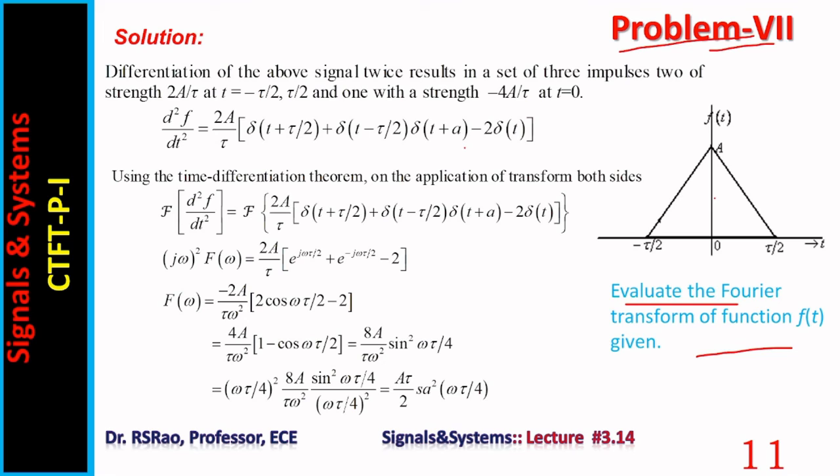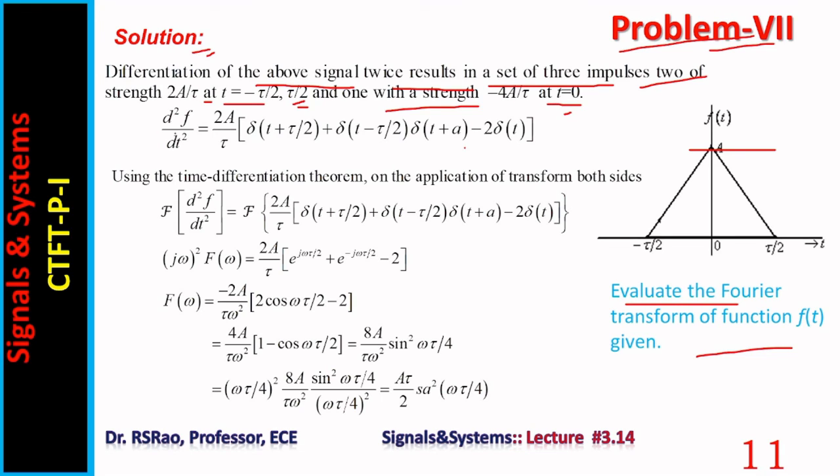Another problem, the 7th problem: evaluate the Fourier transform of a function f of t, given. It is a triangle function. Its spread is from minus tau by 2 to tau by 2 with the peak value equal to a. Solution: differentiation of the above signal twice results in a set of 3 impulses, 2 of strength 2a by tau at t equal to minus tau by 2 and tau by 2, and one with a strength of minus 4a by tau at t equal to 0.